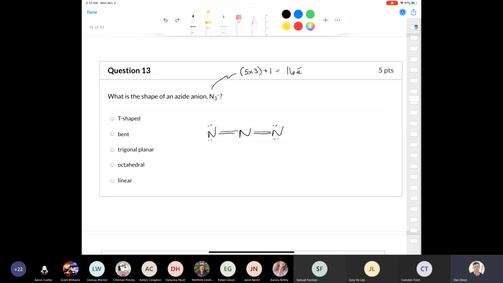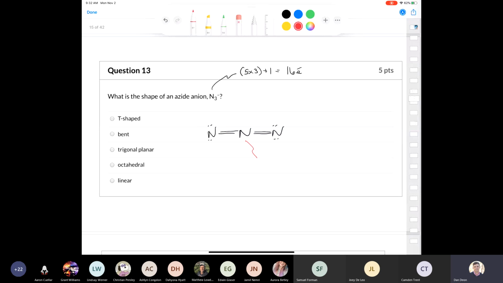an octet. If I look at the nitrogens on the end, they both have 2 lone pairs and 2 bonds. 4 electrons from the lone pairs, 2 bonds, 2 electrons in each, so that's 2 times 2 is 4, 4 plus 4 is 8, and so each nitrogen at the end has an octet. So everybody's got an octet, but where is the negative charge? Well, it's not asking us for the negative charge or to place it.